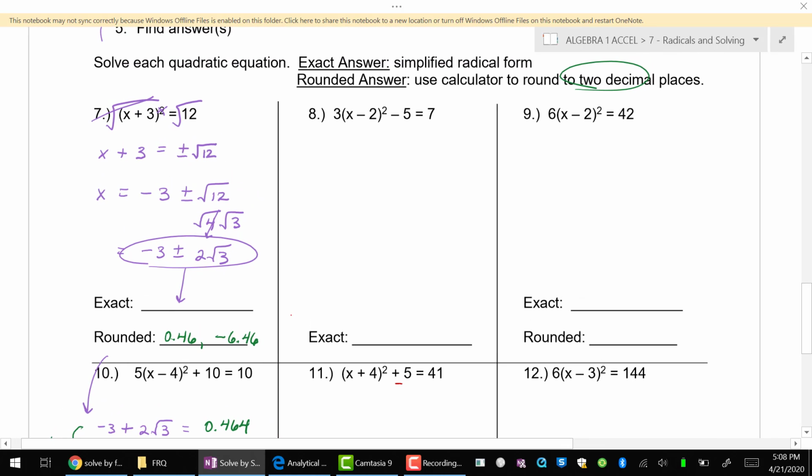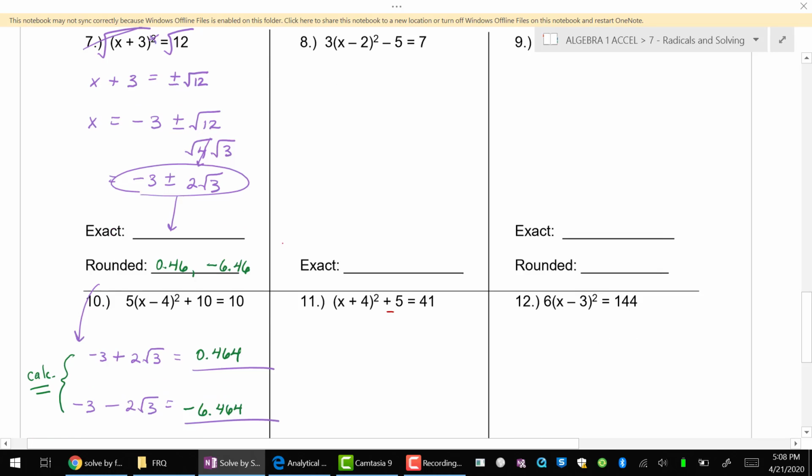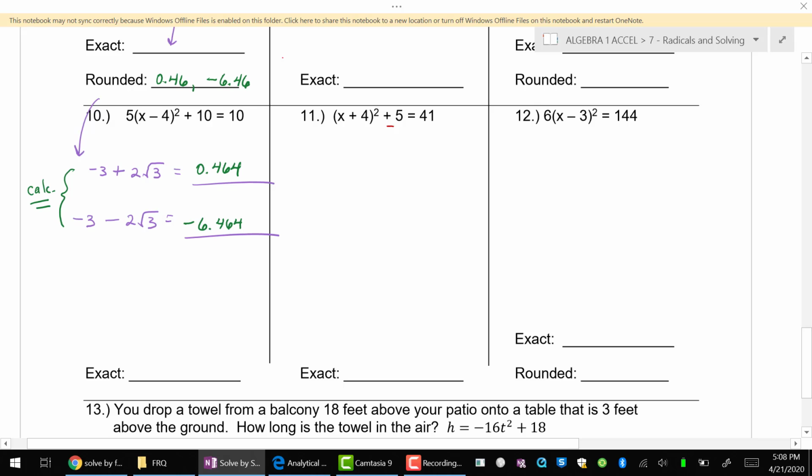Now, I'd like to end with one more example, just kind of putting all of these different pieces together to see how this comes about. So let's end with number 11. Number 11, subtract 5 from both sides. And we'll have x plus 4, quantity squared, equal to 36. There's a perfect square. That's going to be kind of nice.